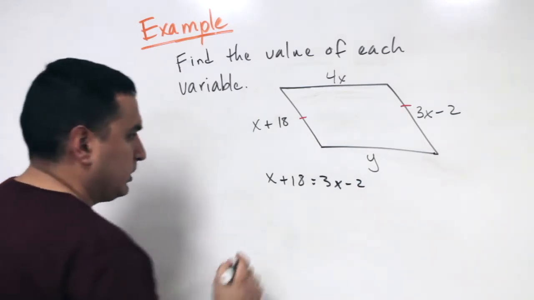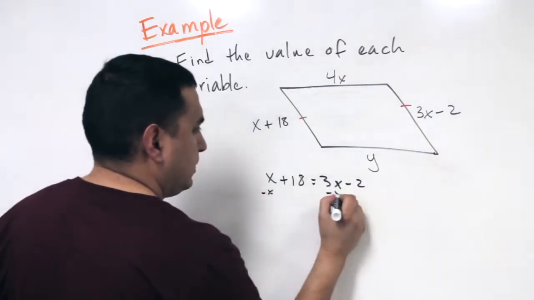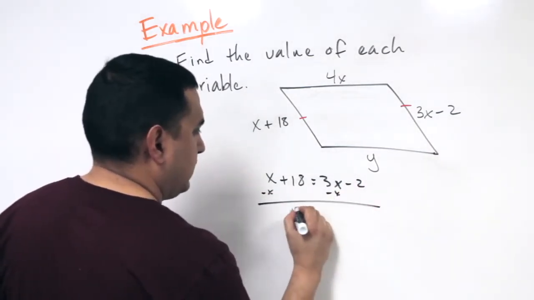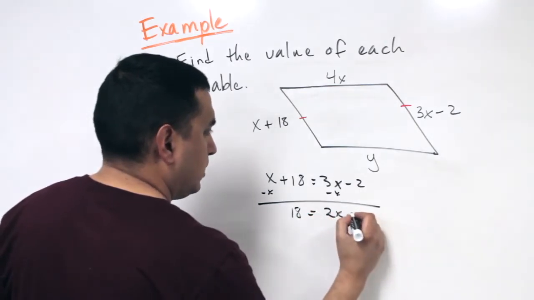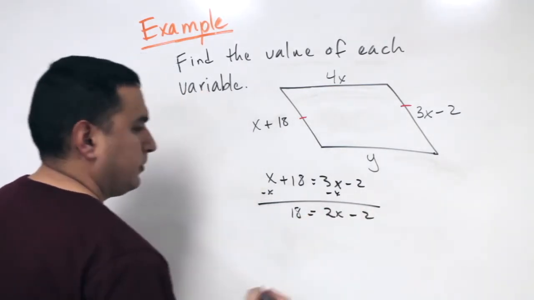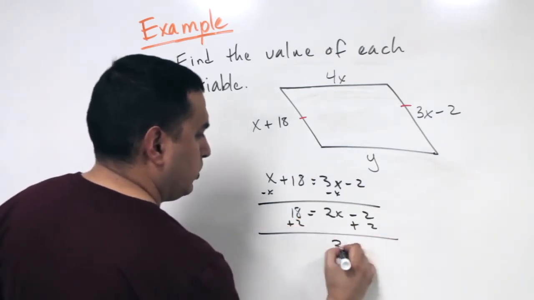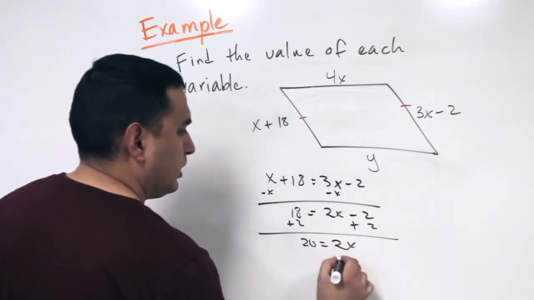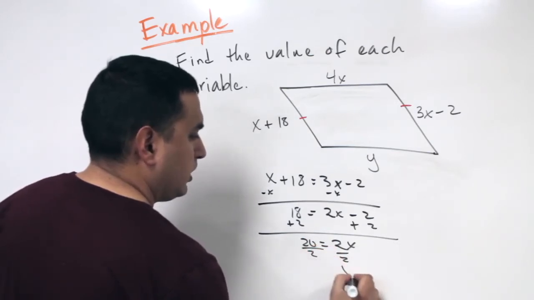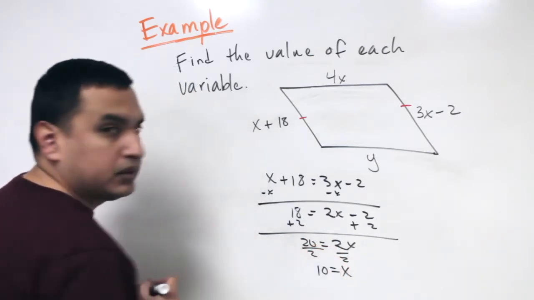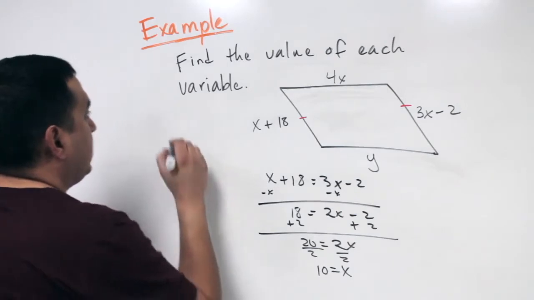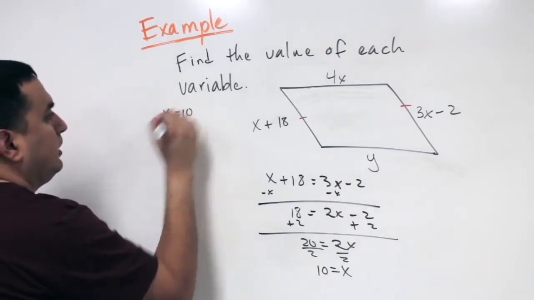I get my variables on one side, so subtract x from both sides. Then I get 18 is equal to 2x minus 2. Add 2 to both sides. I get that 2x is equal to 20. Divide by 2 tells me that x is equal to 10. Okay, so I know the first answer, x is equal to 10.